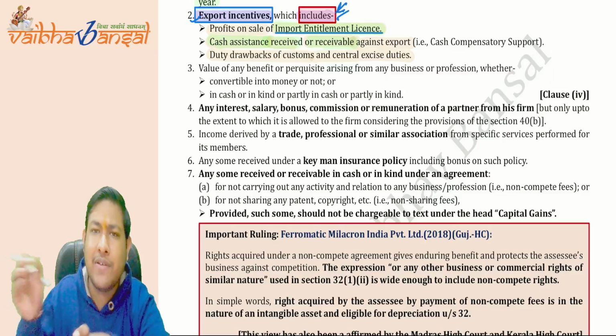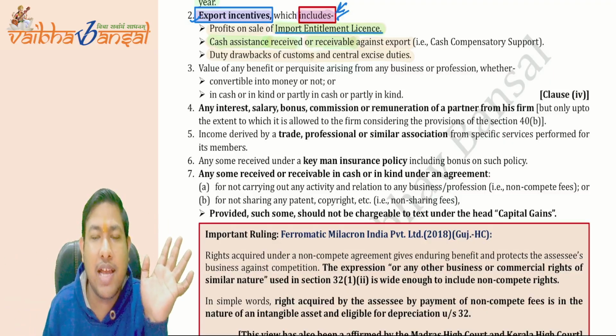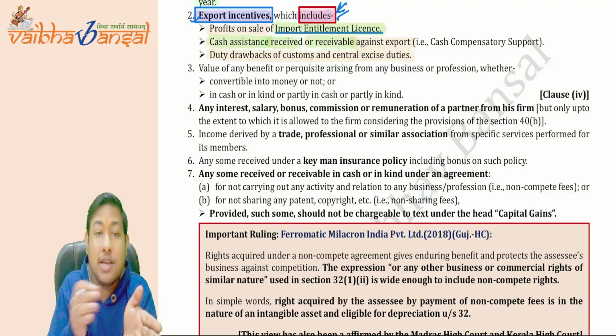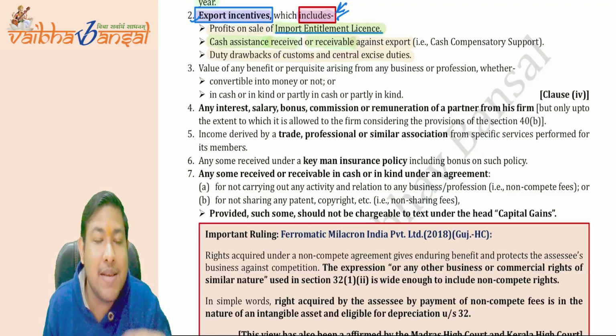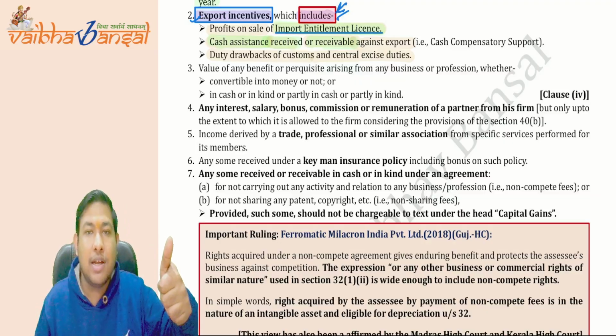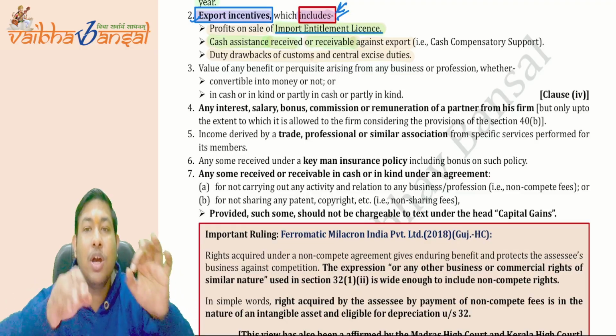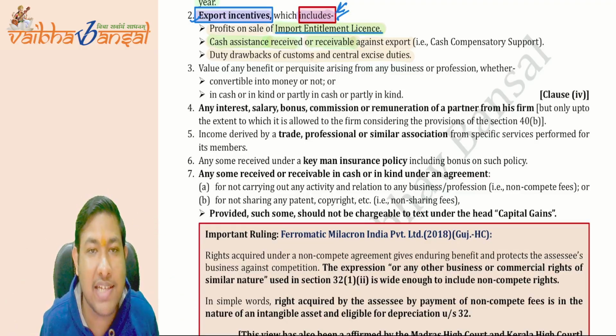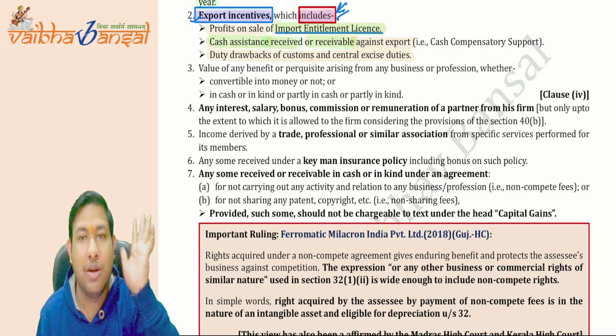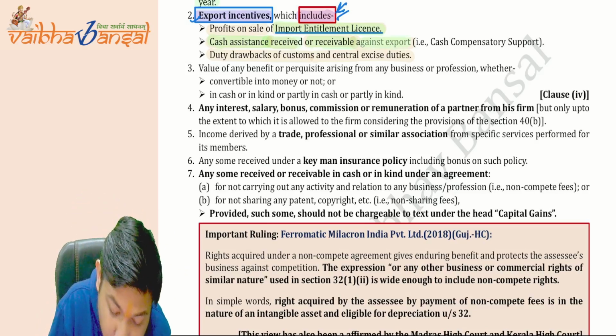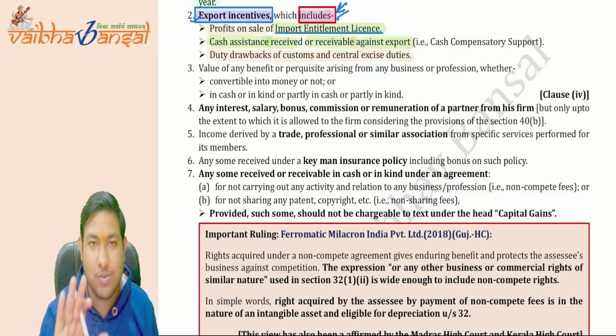Either you have received it or the government has promised you that cash assistance, so it has accrued to you, so it will be receivable for you. Either you have received it or it is receivable for you. In both cases, it is going to be taxed under the PGBP head only. Okay, against export, for export purpose. This point is also clear.